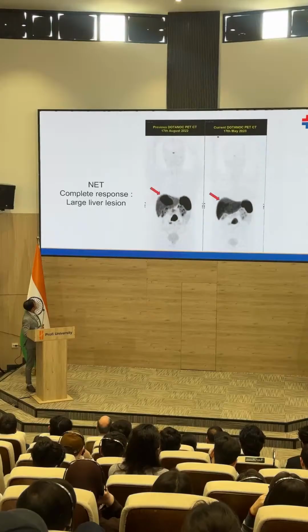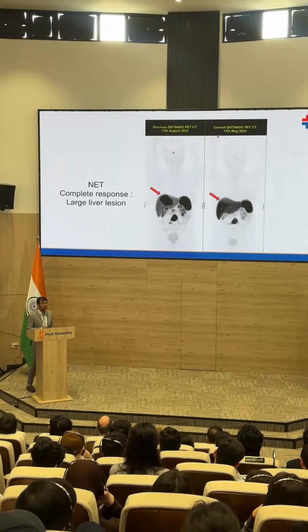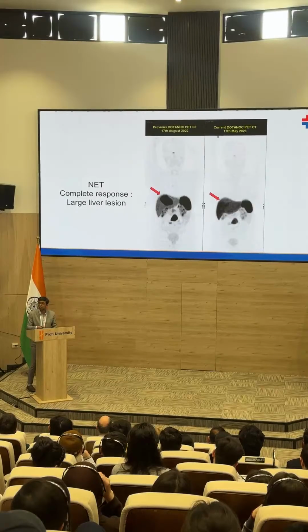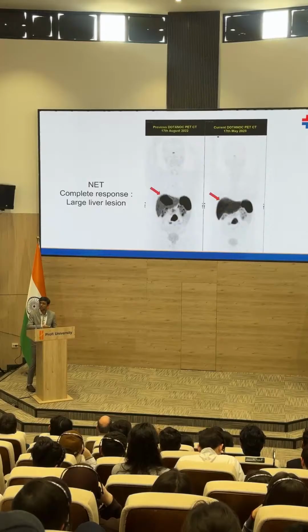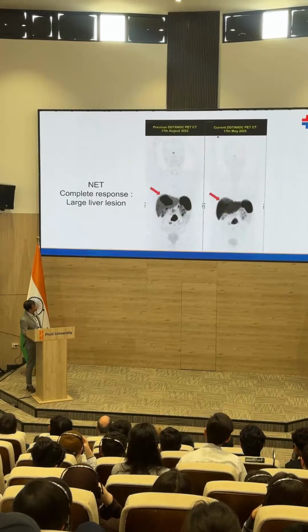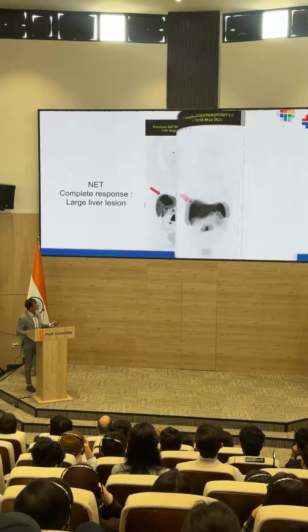In such a patient, you give DOTA, another antigen. Lutetium-177 is a radioactive material which is bound to the DOTA, and DOTA-specific or DOTA-targeted therapy, that's the PRRT. A few sessions and a complete response over there.